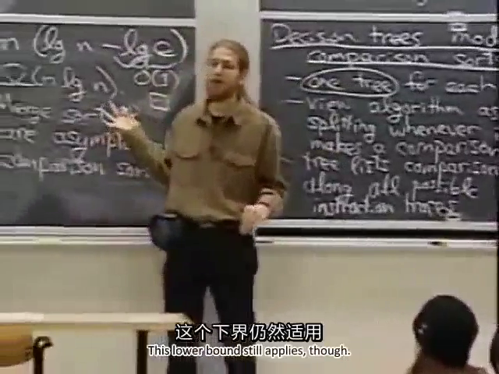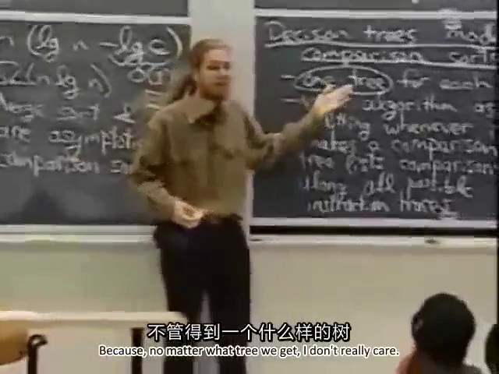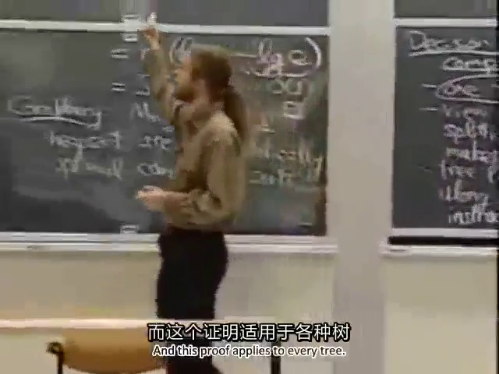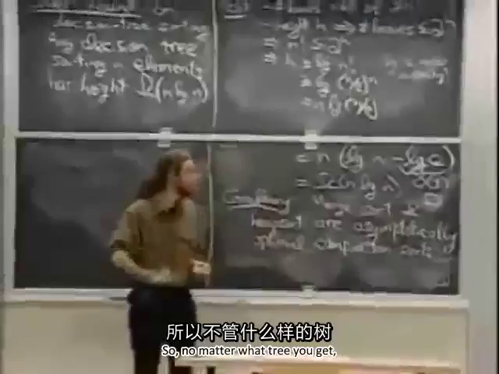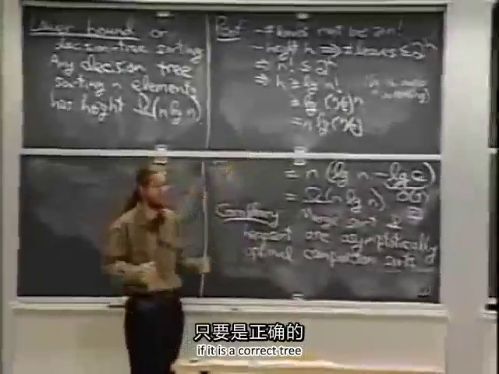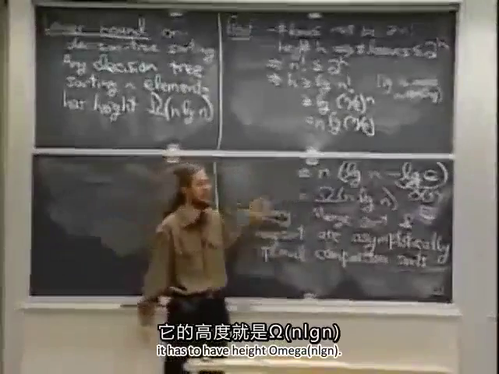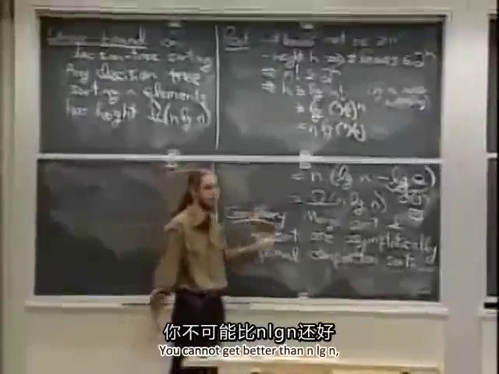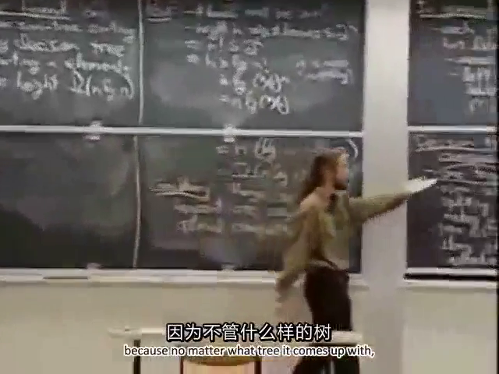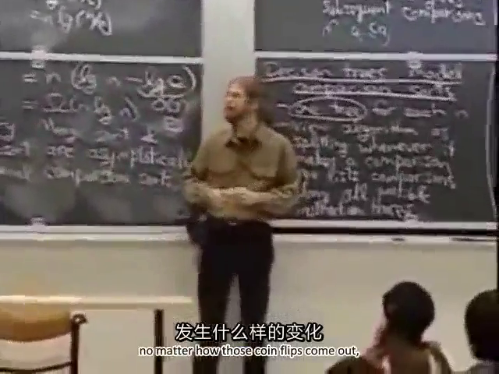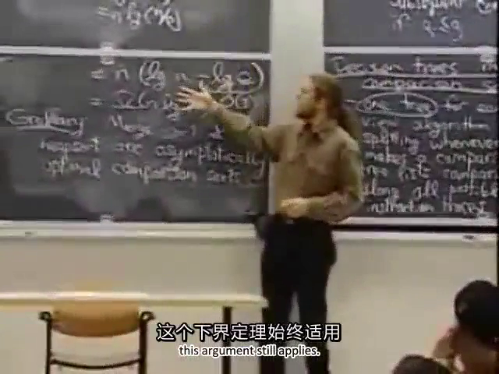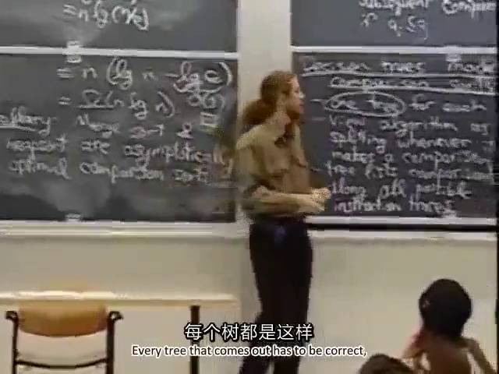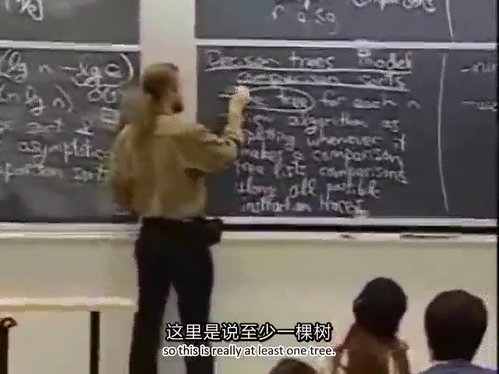This lower bound still applies, though, because no matter what tree we get, I don't really care. I get at least one tree for each n. And this proof applies to every tree. So no matter what tree you get, if it's a correct tree, it has to have height omega n log n. So this lower bound applies even for randomized algorithms. You can't get better than n log n, because no matter what tree it comes up with, no matter how those coin flips come out, this argument still applies. Every tree that comes out has to be correct.